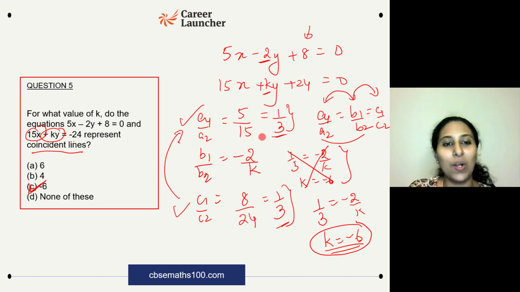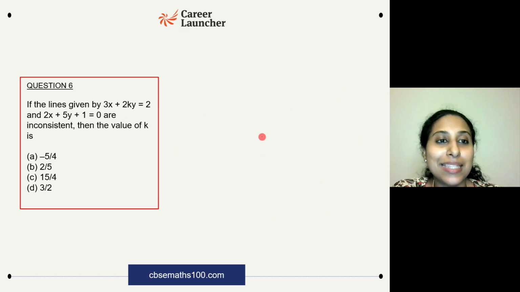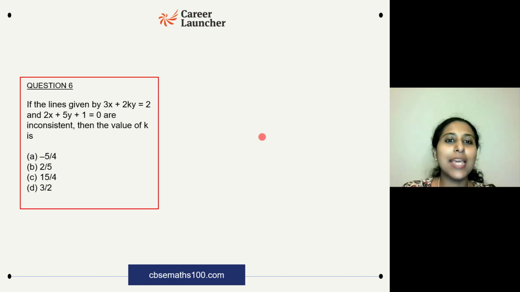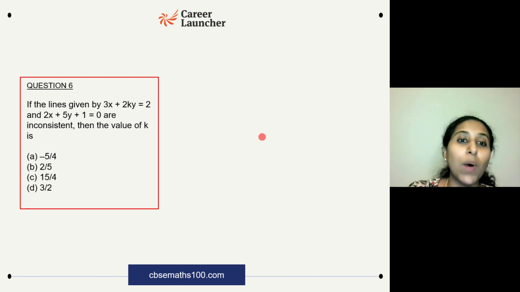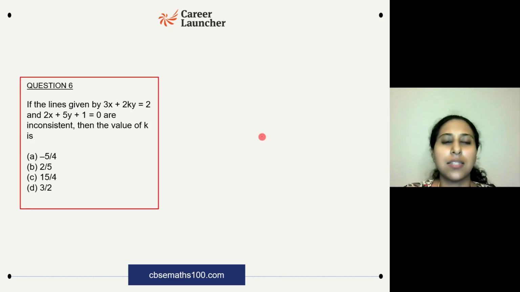Okay, all right. Question number 6. If the lines given by 3x plus 2ky equals 2 and 2x plus 5y plus 1 equals 0 are inconsistent, then the value of k is.